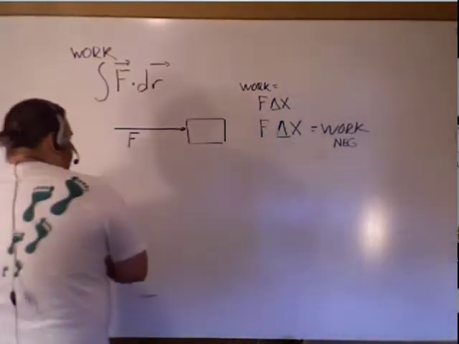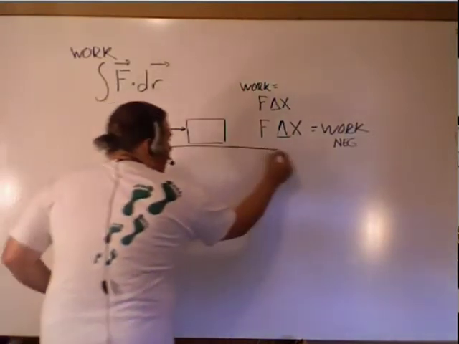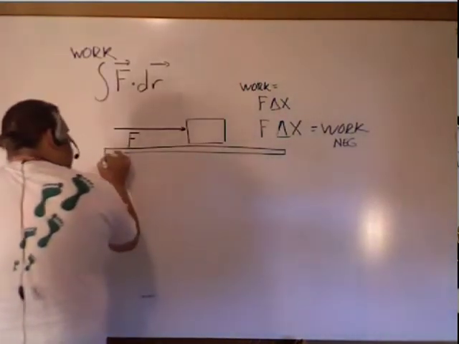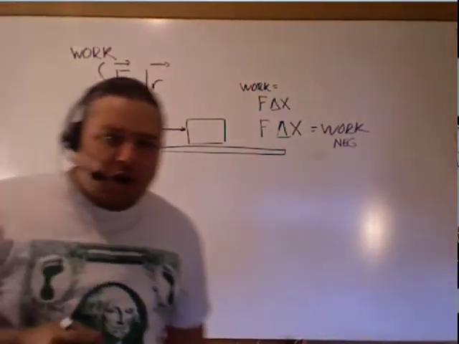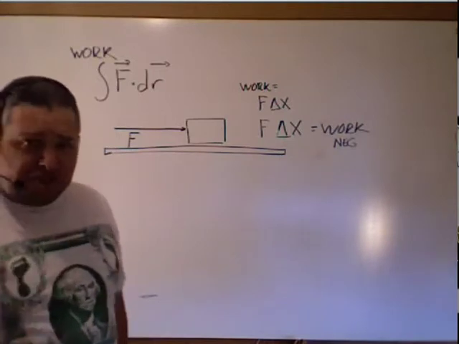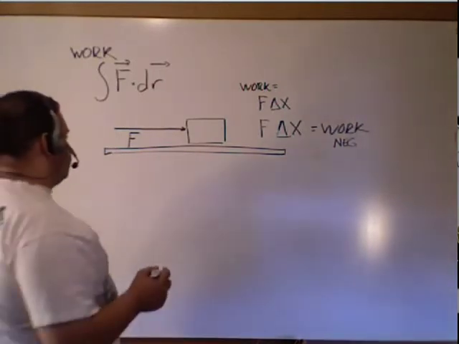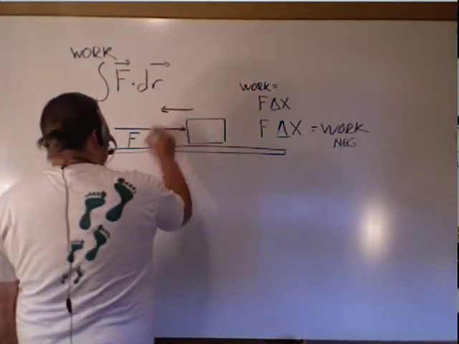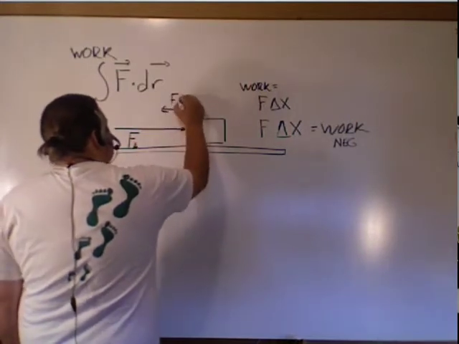So let's say this block is on a table, and I'm pushing that block across that table. Now we go back to our free body diagrams. What forces are acting on it? Well, let's say the surface of the table is rough, so there's a friction force. Here's my applied force, here's my force of friction.